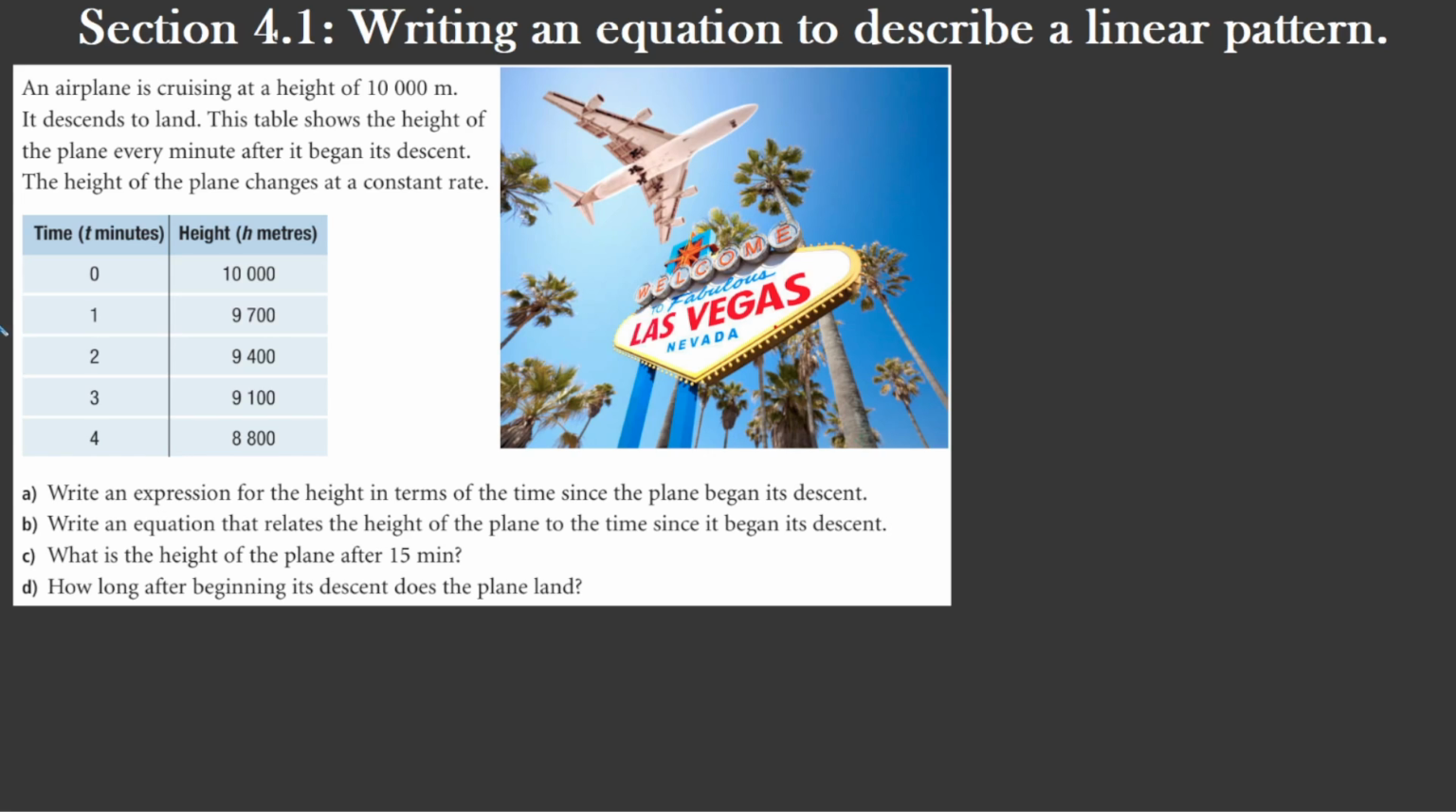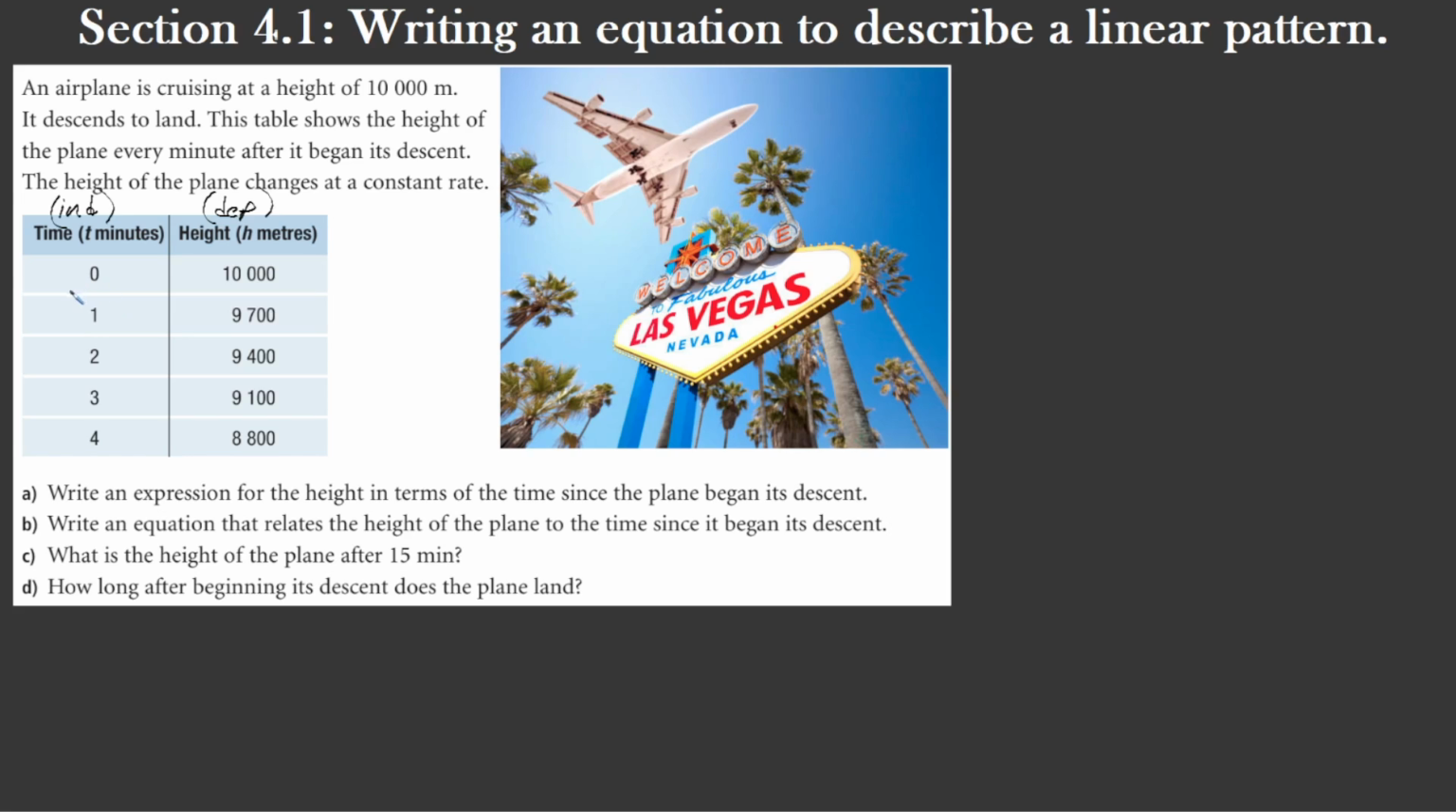If we take a look at the table, we can see our pattern start to emerge. The time in minutes is going to be our independent variable, and the height of the plane is going to be our dependent variable. Right? So the height is going to depend on the time in minutes, and the time in minutes is going to determine the height of the plane. So we've got that relationship taken care of.